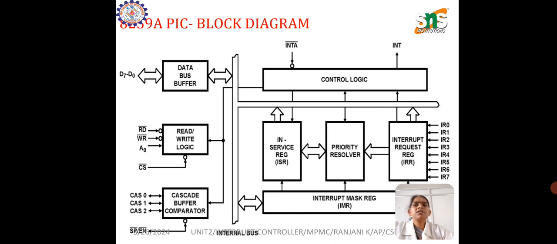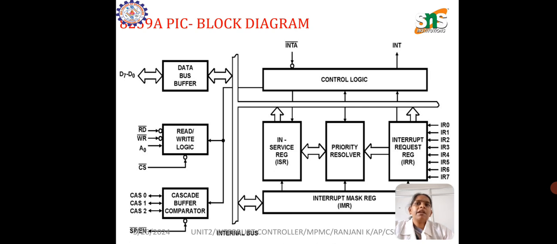Next is the control logic. It is the center of the PIC and controls the function of each and every block of this architecture. It has INTR, which is connected with the other microprocessor for taking interrupt requests, and pin INT for giving the output. When the 8259 is enabled and the microprocessor's interrupt flag is high, the output of INT goes high. In this way, the 8259 responds to the request made by the microprocessor.